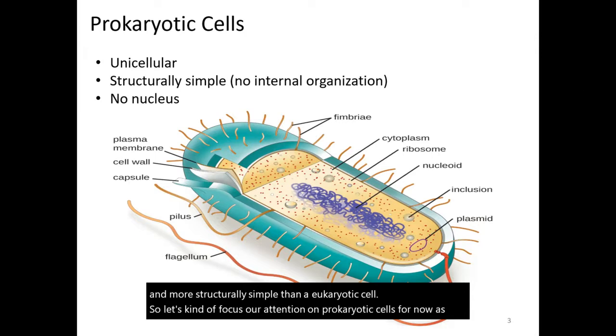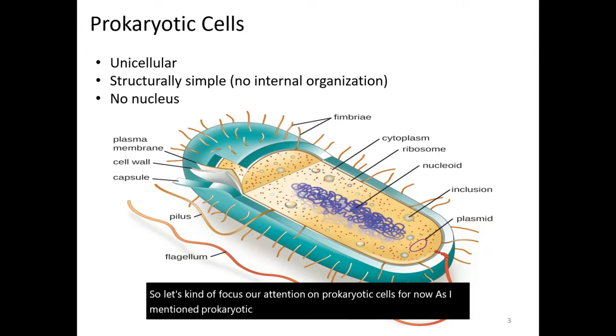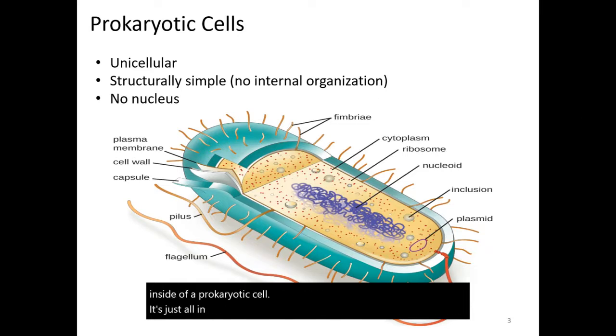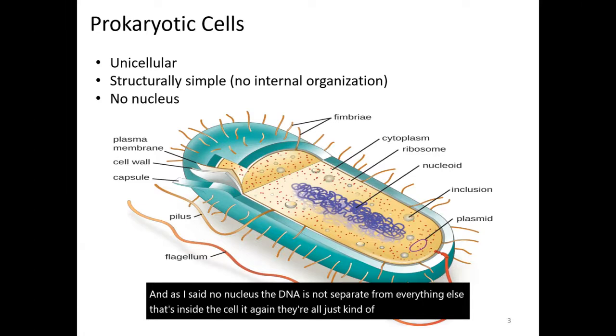As I mentioned, prokaryotic organisms are made up of one single cell. In all of E. coli's glory, it is one single cell. So again, the science term for that is unicellular. As I pointed out on the previous slide, there is no real internal organization. Everything that exists inside of a prokaryotic cell is all in that one space, mingled, hanging out together. And as I said, no nucleus. The DNA is not separate from everything else that's inside the cell. They're all just commingling.